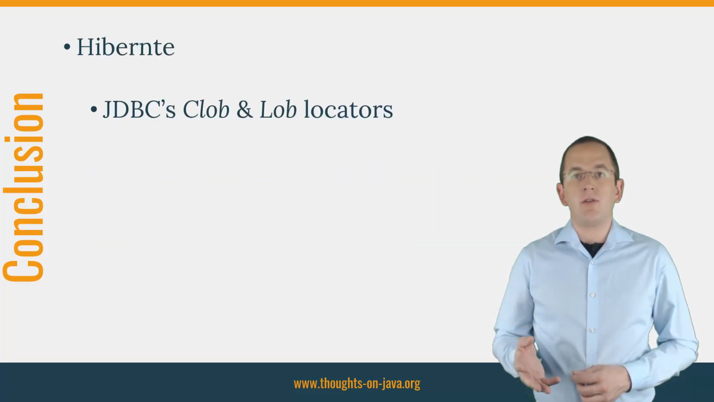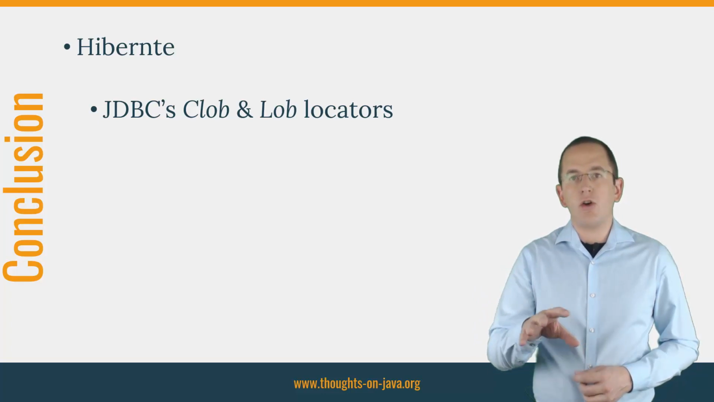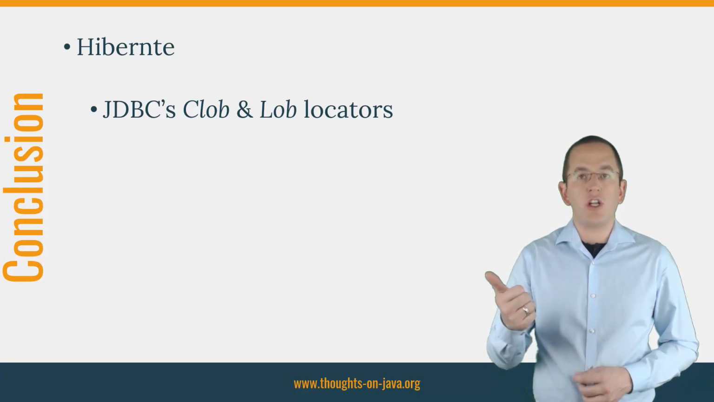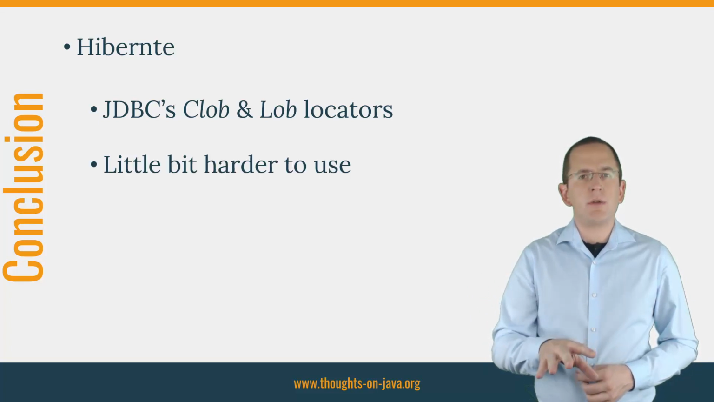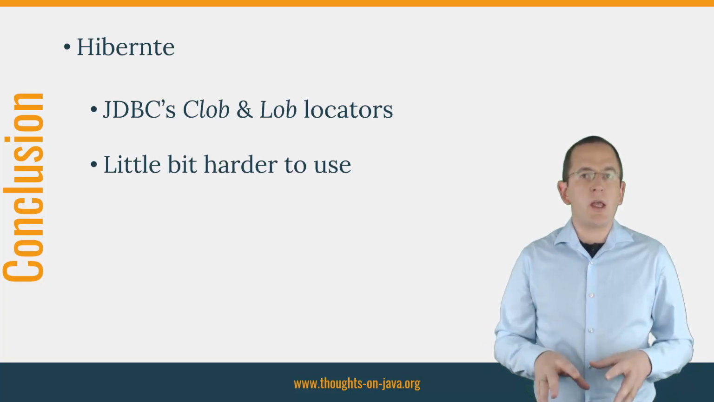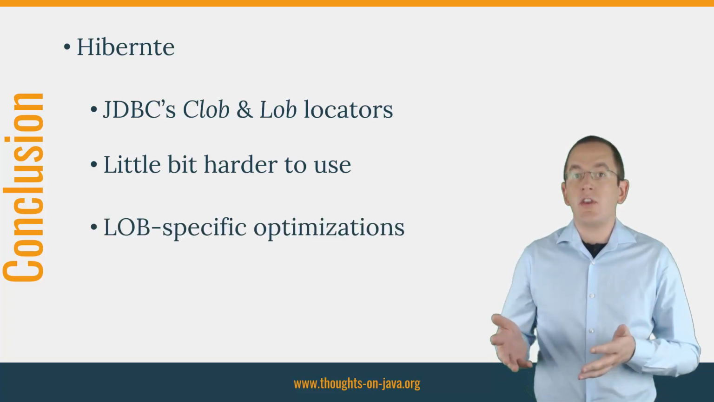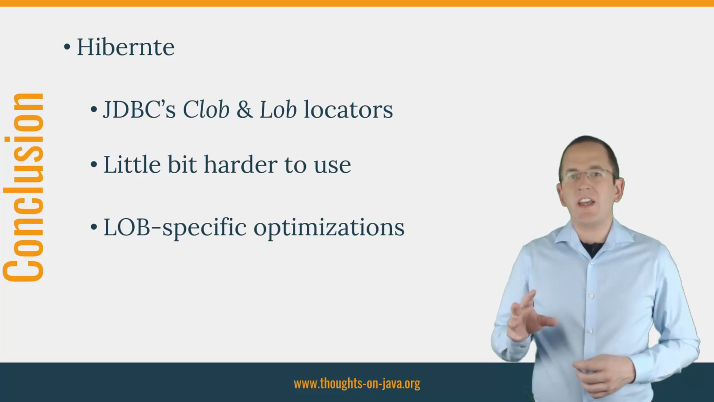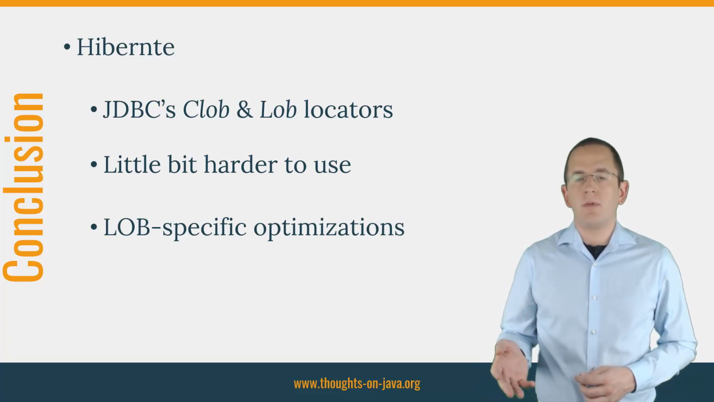Hibernate takes the mapping of LOBs one step further. In addition to the JPA mappings, it also allows you to map LOBs to JDBC's Clob and Blob locators. These mappings are a little bit harder to use, but they enable your JDBC driver to implement LOB-specific optimizations like the streaming of large objects. That can provide better performance if you're using a lot of or very huge LOBs.